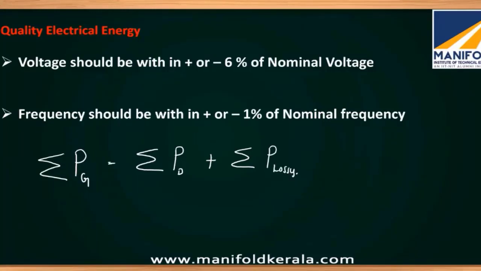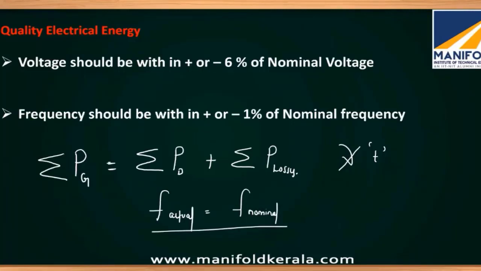Okay, so at each and every instant of time, for all time t, if the total amount of power that is generated by all our generators matches with the total load demand that is connected to our power system network plus total transmission losses, then our actual frequency will be equal to nominal frequency. This real power balance we have to maintain. Then only our frequency will be constant.